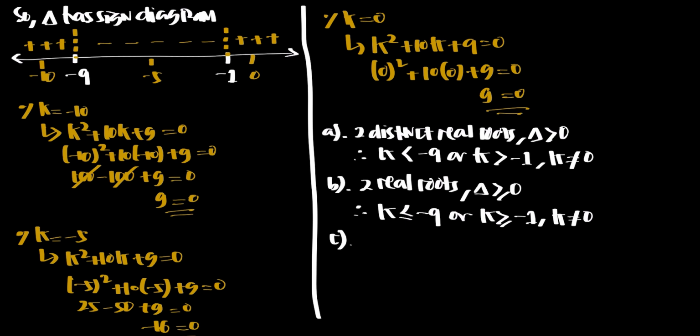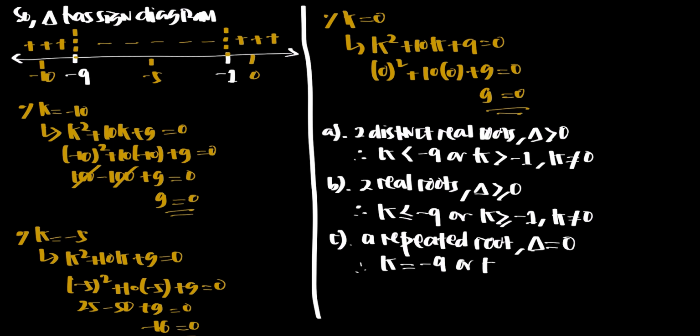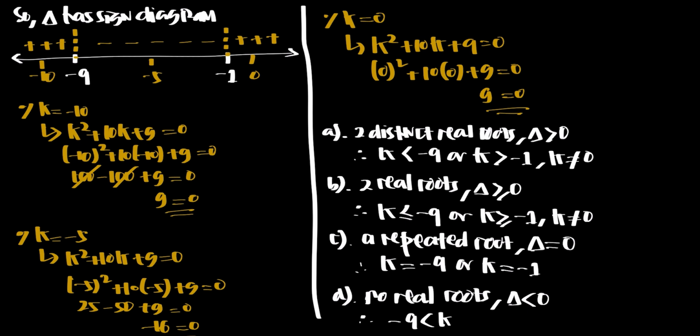And c, for a repeated root, delta equals 0, then k equals -9 or k equals -1. I think that's very clear. And then d, no real roots, delta smaller than 0, then k bigger than -9 and smaller than -1. I think that's exactly how we can find out and solve the equations.